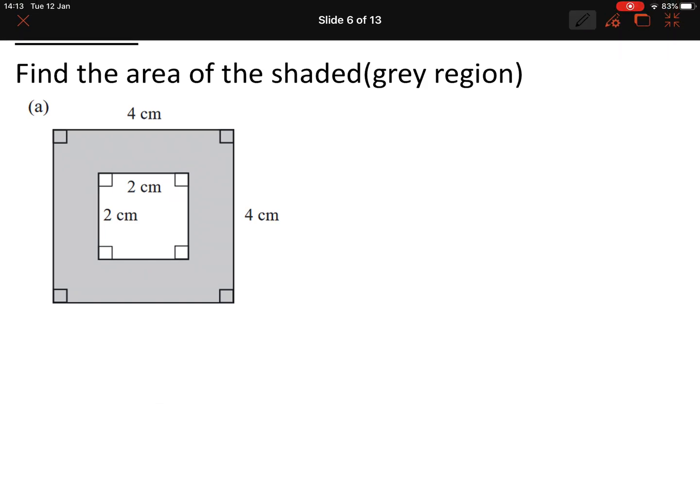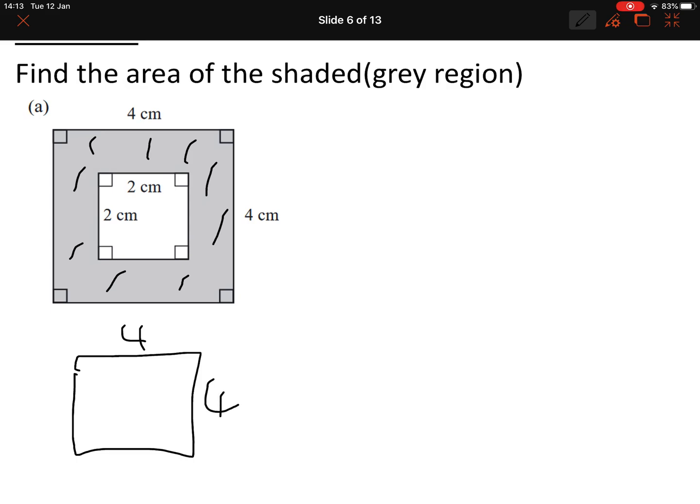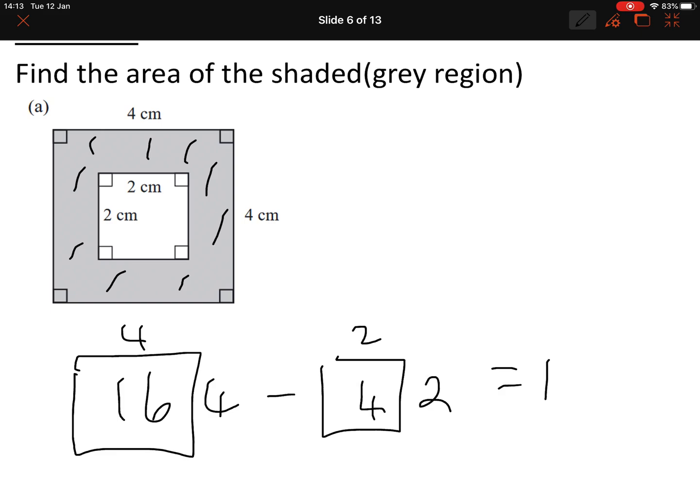Now, let's have a go at this question here. Pause the video, have a go. Okay, well done. This time we're going to work out the area of this grey bit here. All you do is find the area of the big square, 4 by 4. 4 times 4 is 16. You subtract the square in the middle, which is 2 by 2. 2 times 2 is 4. And 16 take away 4 is 12 centimeters squared. Let's double underline that.